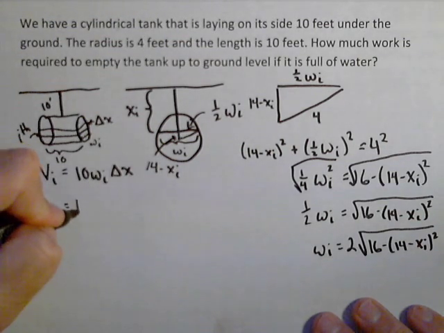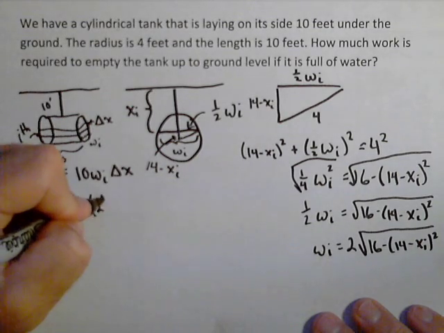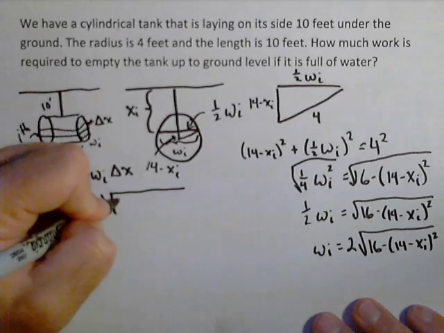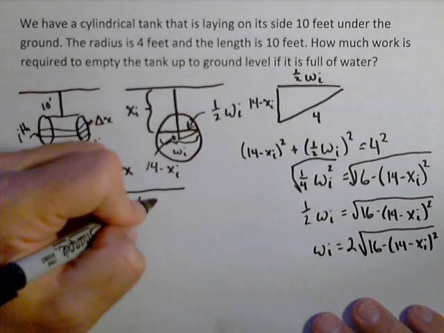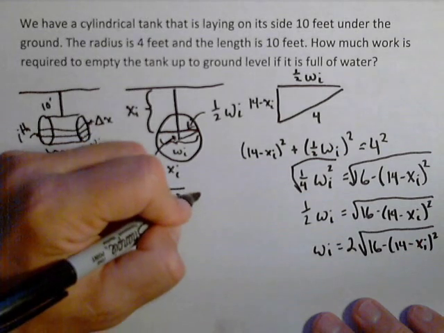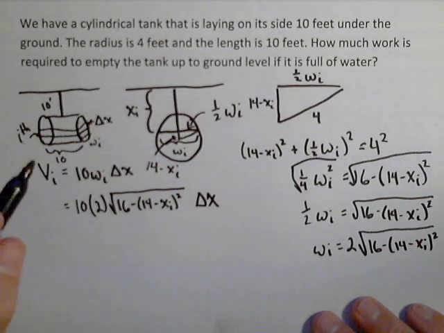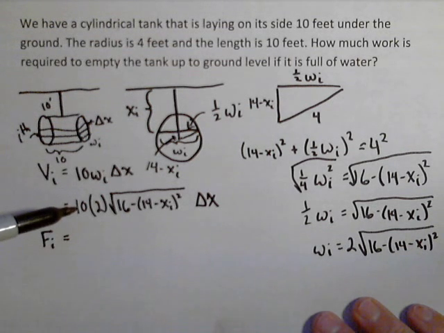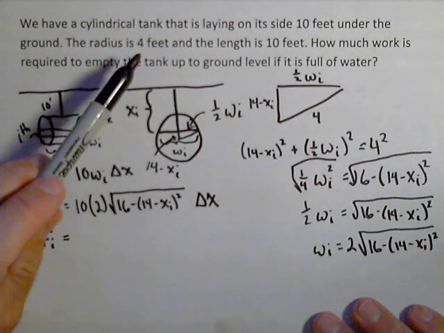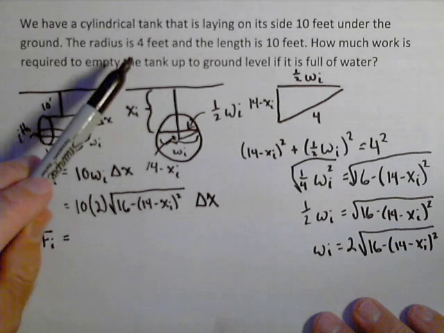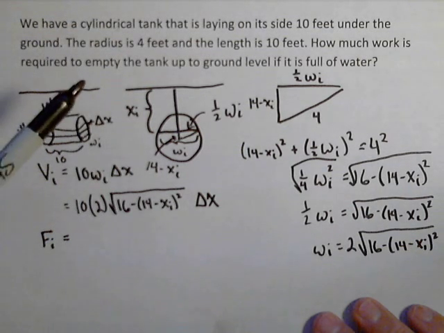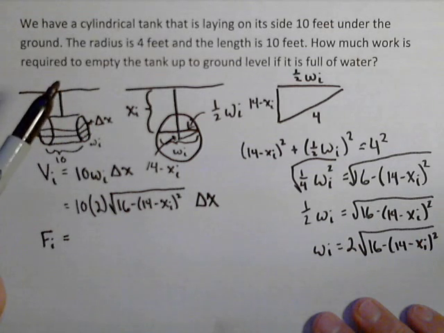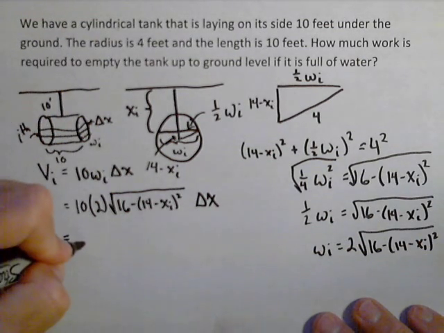So now I have V sub I is equal to 10 times 2 times the square root of 16 minus 14 minus x sub I squared, delta x. Now what I want to look for next is what is the force on the ith slice. So when I multiply this by the density, I will have a force, because we're talking about water, but if we notice the units that we're in feet, and water has a density of 62.4 pounds per foot cubed.